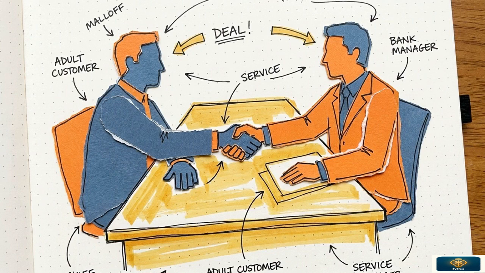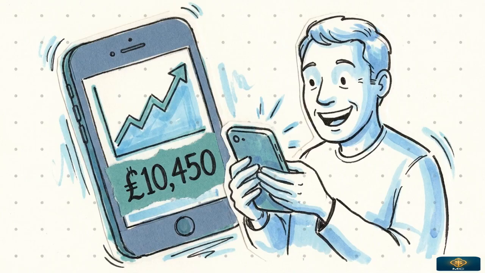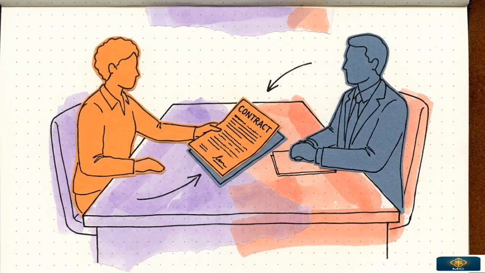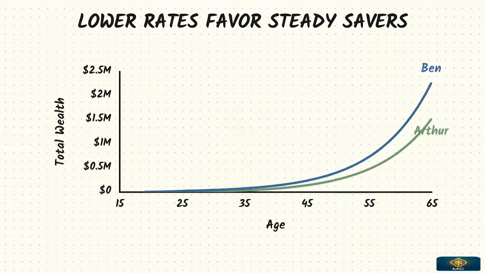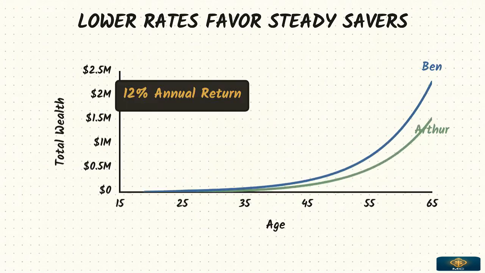This dictates a straightforward rule for consumer banking. Seek the highest APY to maximize your savings, and negotiate the lowest APR to minimize what you pay on debt. Let's bring back that original chart. Ben wins so decisively because of one tiny data point, a guaranteed 12% annual return.